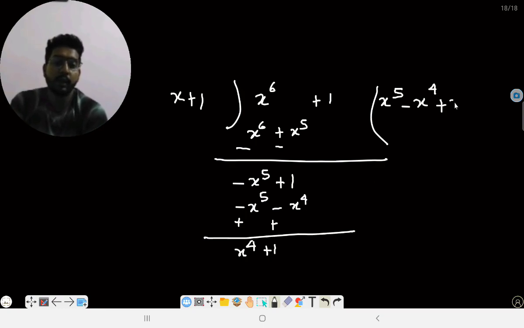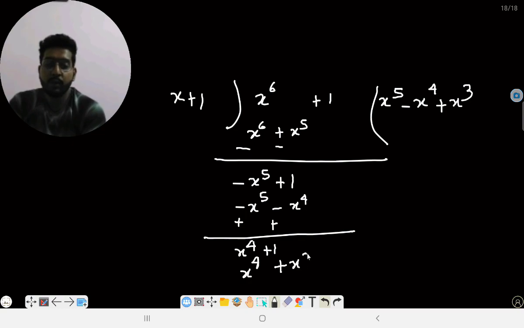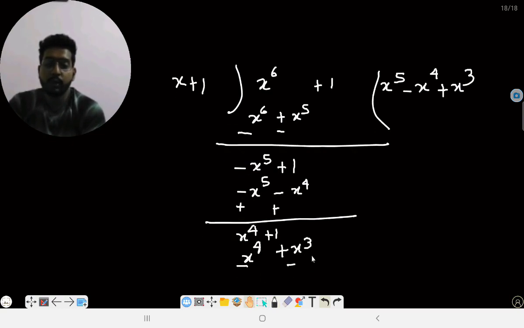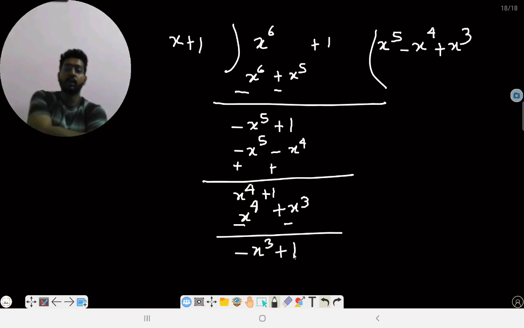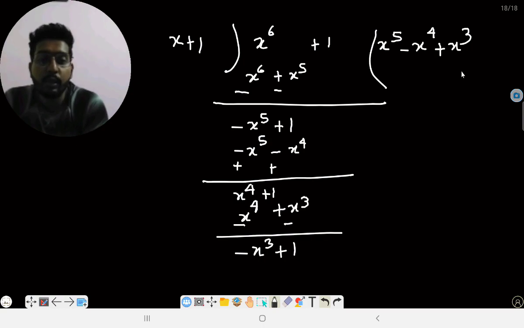So here x cube, we have to multiply by x cube. So that will be x to the power 4 plus x cube. Now again subtract this one. Now if I subtract this one, that will become like this, minus x cube plus 1. Okay. Now again you have to multiply with minus x square.